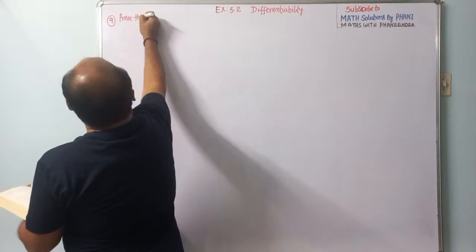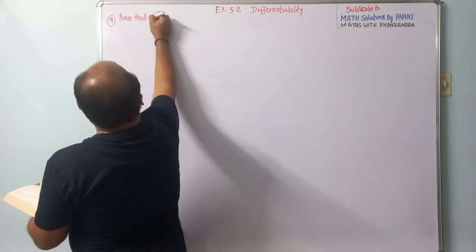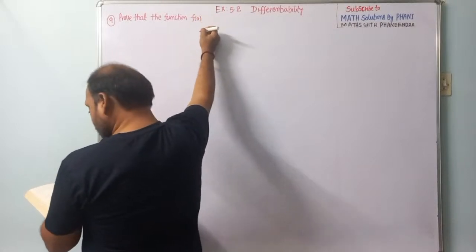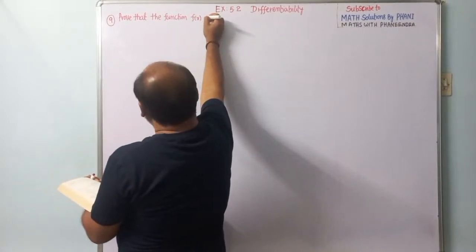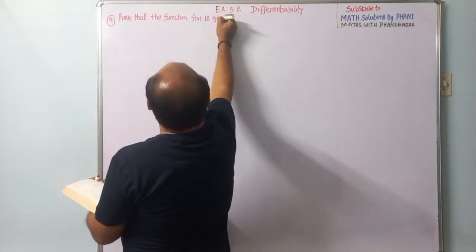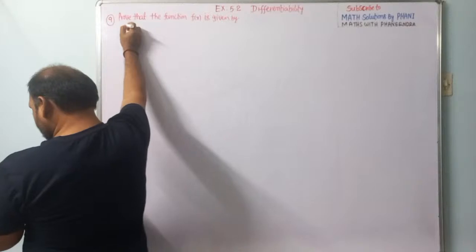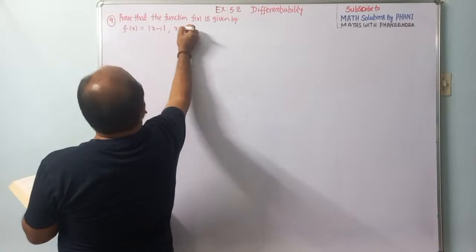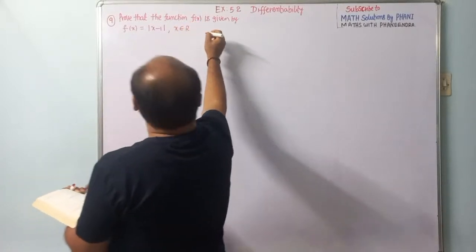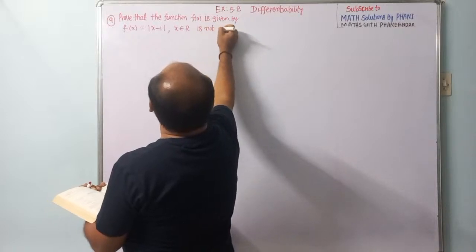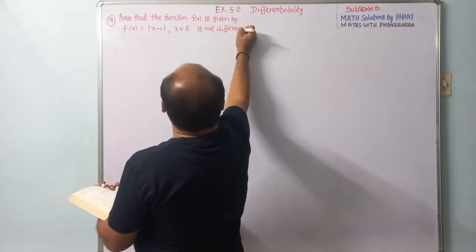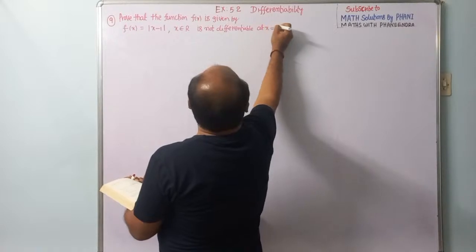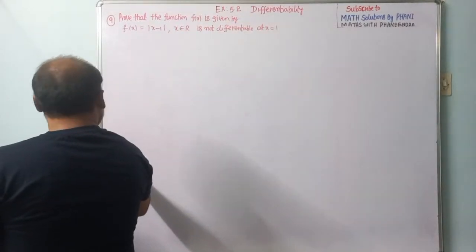Prove that the function f of x is given by f of x equal to mod x minus 1, x belongs to R, is not differentiable at x is equal to 1. So this is the question. Next, question number 10.